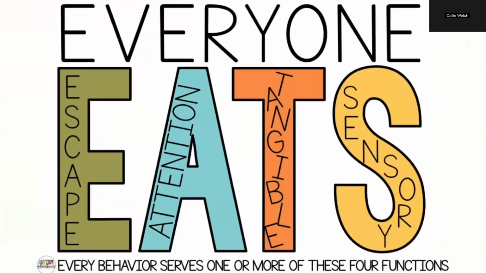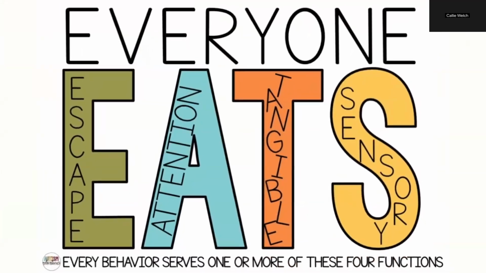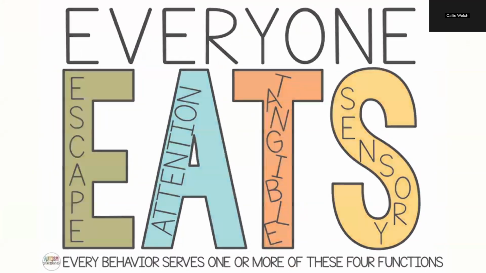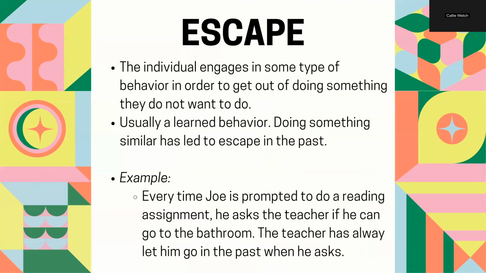If you want to have something to remember it, you can think about EATS. That's our little way to remember escape, attention, tangibles, and sensory. All behaviors can fall into one of those categories. So escape, basically, is whenever someone engages in some type of behavior that gets them out of doing something they do not want to do.